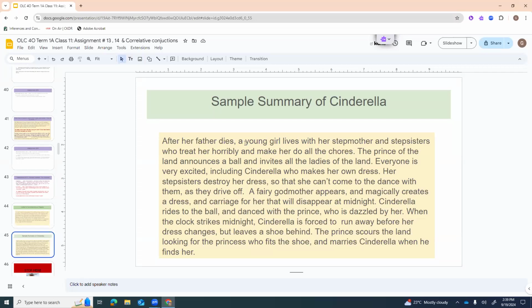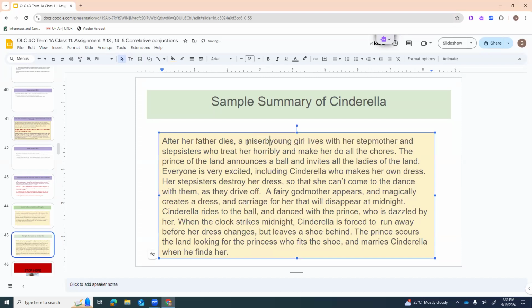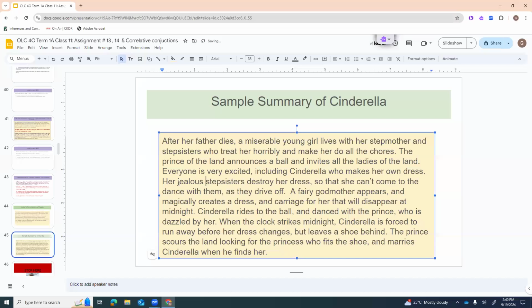I'm going to say a miserable young girl lives with her stepmother. Okay, so I've added a feeling. He invites all the ladies. Everyone is very excited, including Cinderella. Okay, so I've got feelings there. Her jealous stepsisters, how about that? Her jealous stepsisters destroy her dress so she can't come to the dance with them.